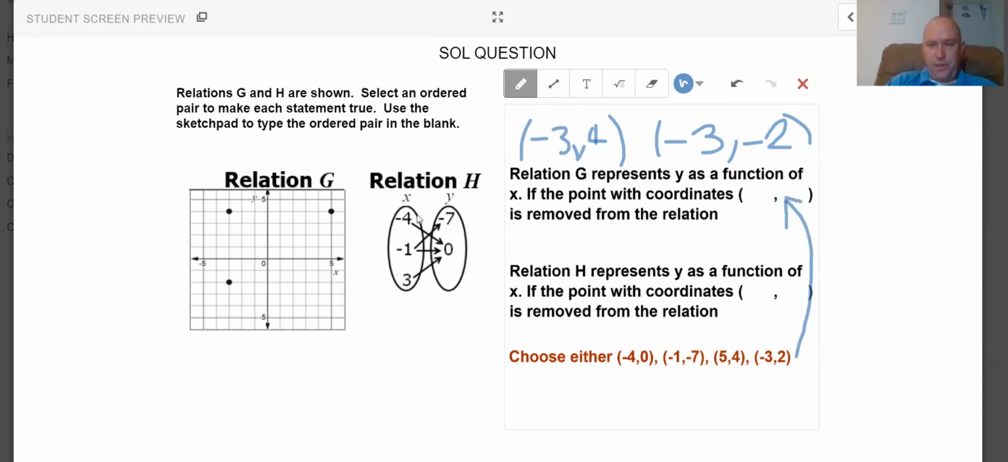Now, as I'm looking at relation H here, I can see that there's 2 arrows coming from the -1 here. So right now, this is not a function for that reason. So if I want to make it a function, I just want 1 arrow coming from the -1. So if I was to remove this arrow from -1, -7, then I'll just have 1 line here. And for that reason, that's why this would be our correct answer this time.